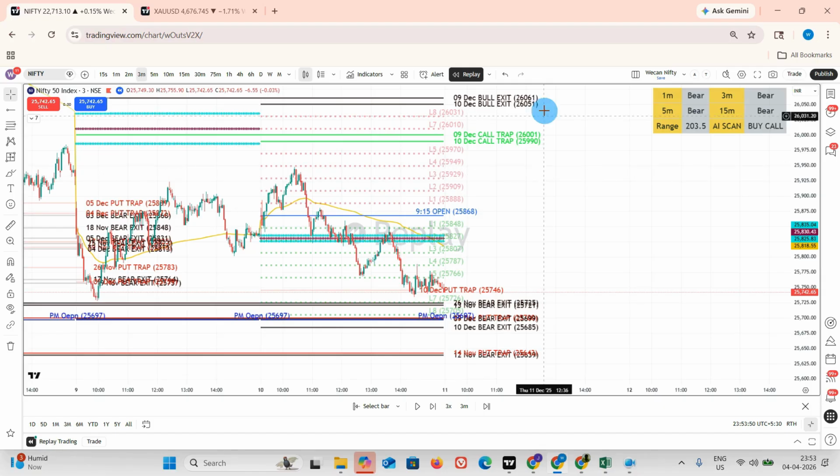First we'll check the call trap, or else you can name it as a bull trap. What is it? A level above the opening price where the market looks extremely bullish. What retail traders do is see a breakout and rush to buy calls. In reality, institutions use this surge in buying pressure to sell their own heavy positions. The market often reverses from this level sharply.